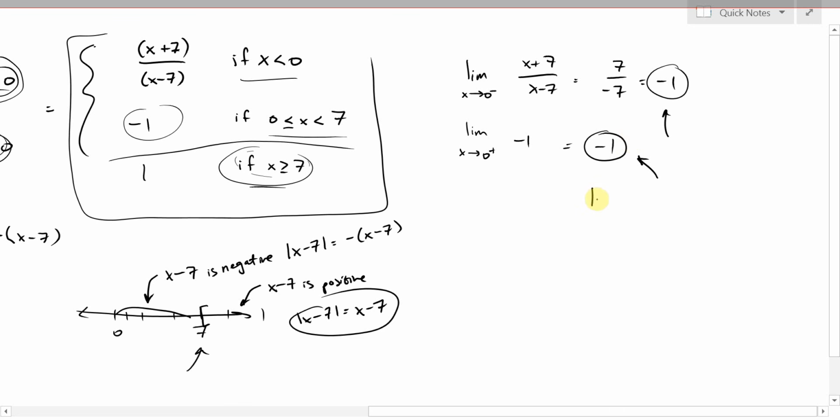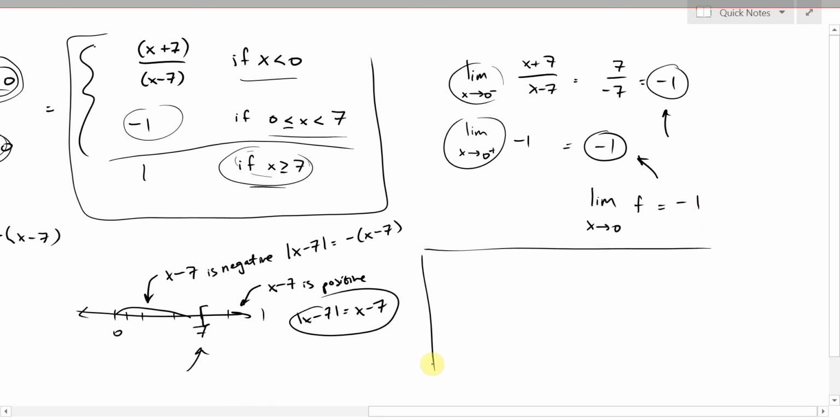So the limit as x approaches 0, and this is always what you want to do with piecewise functions, you always have to check the left and right hand limits separately first, because they're going to involve different formulas at the junctures. So the limit does exist, and it's equal to -1, because the left and right hand limits exist and agree. Okay, so what happens now as we approach 7, and we'll start coming in from the left.